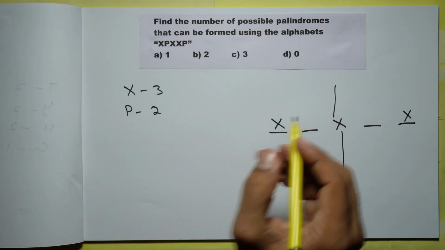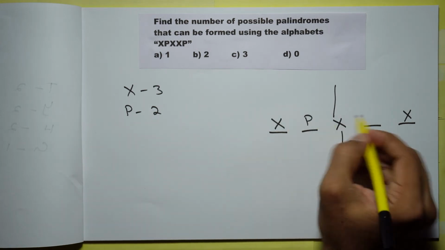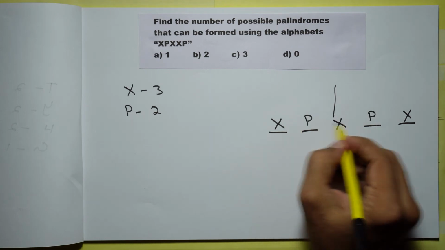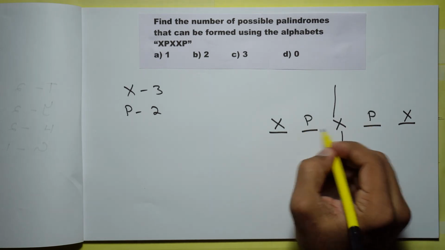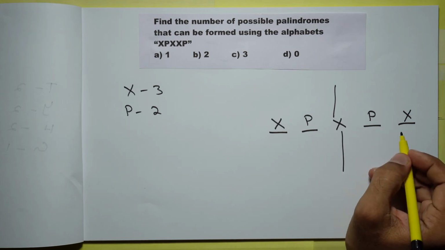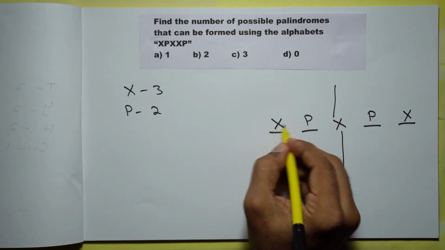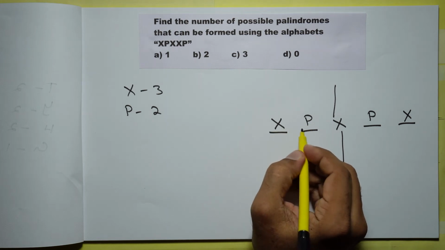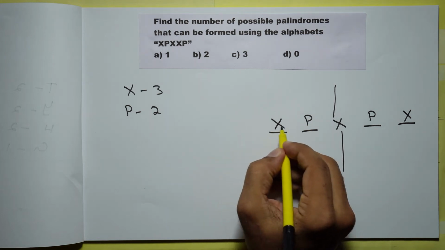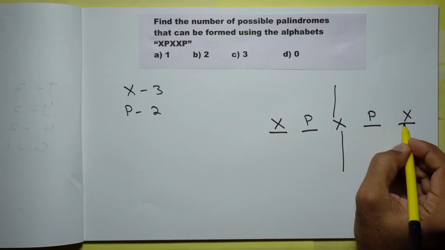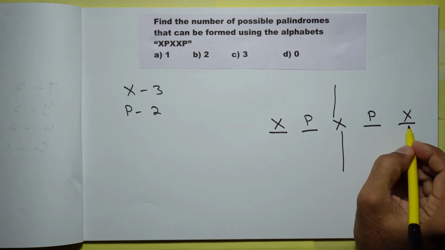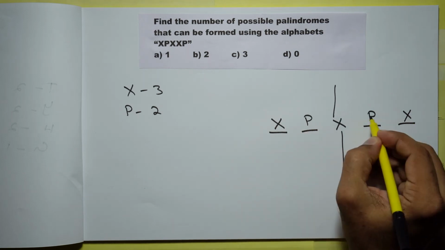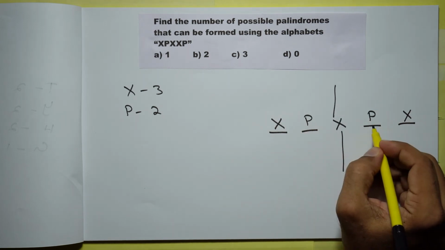2 P's are there. So if you place 1 P here, then the other P should be here, so that it is a palindrome. So this is a palindrome. How many such palindromes can be formed? Now here you have 2 alphabets. They can be interchanged among themselves in 2 factorial ways. And for each arrangement, these 2 blanks will automatically be determined. So if you fill it as XP, this should also be filled as XP when you read from the right.